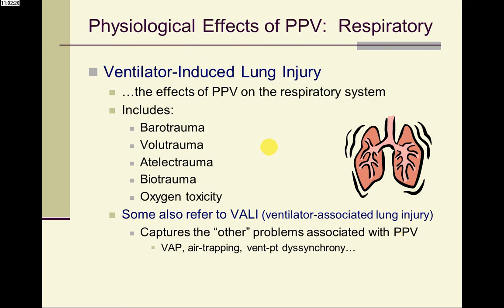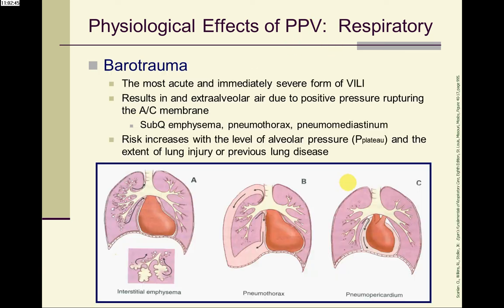So what are we going to be talking about? Barotrauma, volutrauma, atelectrauma, biotrauma, and oxygen toxicity. Now, I know we've been referring to those in the class, but we're just going to give you a little bit more detail on those. Sometimes you'll hear me refer to a ventilator-associated lung injury, and that's what wraps up and talks about all this damage due to positive pressure ventilation on the lungs.